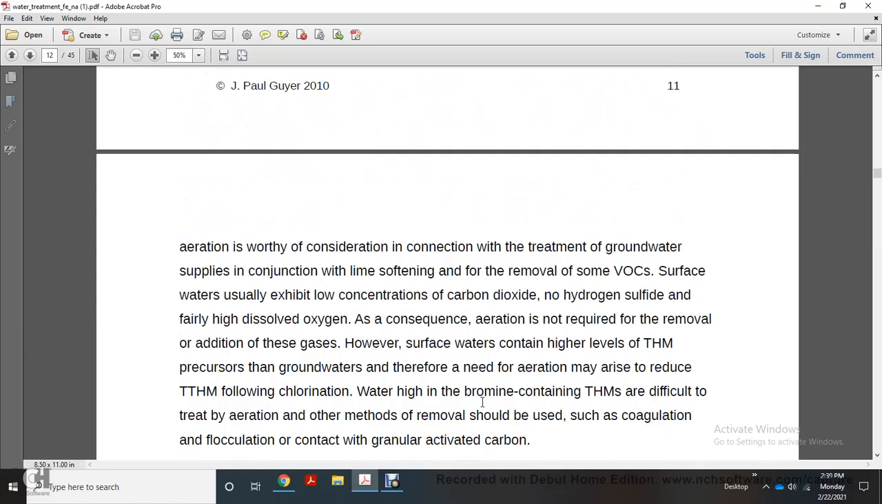Surface water usually exhibits low concentrations of carbon dioxide, no hydrogen sulfide, and fairly high dissolved oxygen. Consequently, aeration is not required for the removal or addition of these gases.